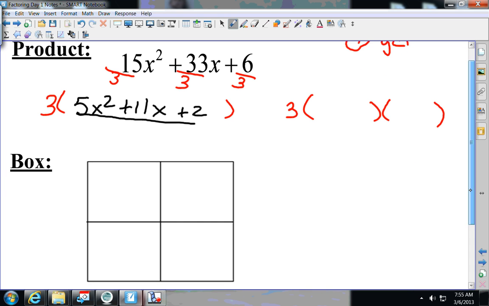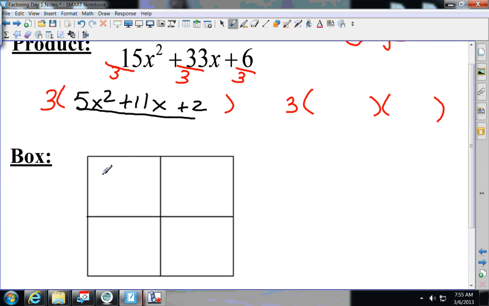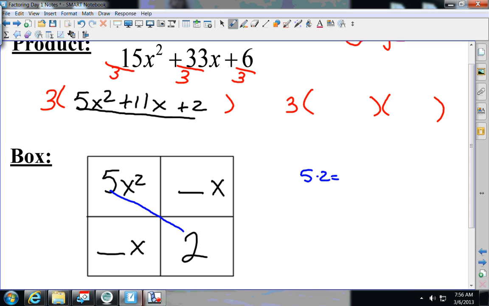So now when I go to use the box, I'm going to put the 5x squared in the upper left-hand corner, the 2 in the bottom, something x, something x. Okay, so all I did was pull out the GCF and fill in the box with what I knew. The next step is to multiply these two numbers. 5 times 2 is 10. I need the factors of 10. 1 and 10, -1, -10, 2 and 5, -2 and -5.